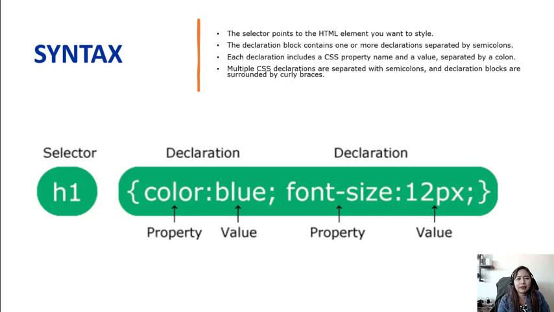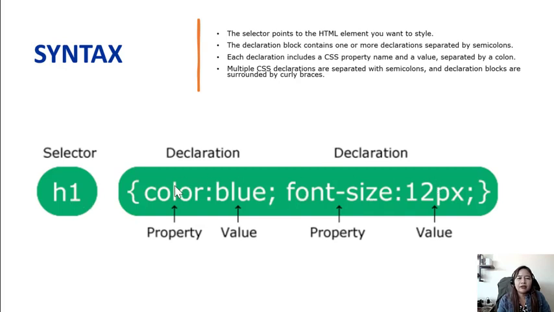Now, let me explain the syntax of basic CSS code. The selector points to the HTML element that you want to style. So you have here a selector. For instance, you have P, or in this case here you have H1, right? Or you have body. Now, that's the selector. So you identify which HTML element you want to style.